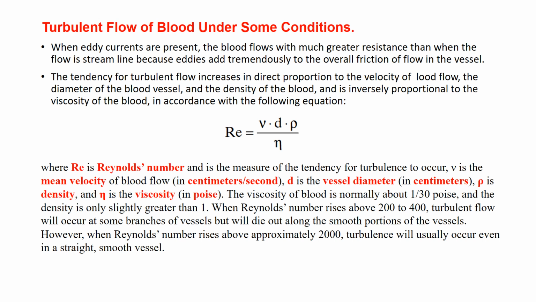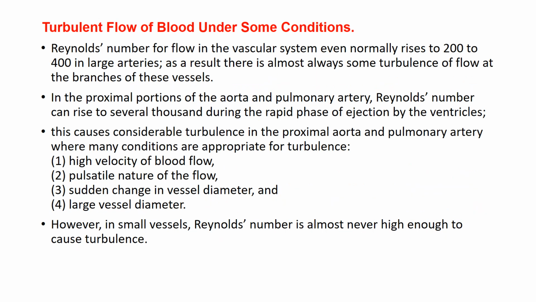Turbulent flow of blood under some conditions. Reynolds number for flow in the vascular system even normally rises to 200 to 400 in large arteries. As a result, there is almost always some turbulence of flow at the branches of these vessels. In the proximal portions of the aorta and pulmonary artery, Reynolds number can rise to several thousand during the rapid phase of ejection by the ventricles. This causes considerable turbulence in the proximal aorta and pulmonary artery, where many conditions are appropriate for turbulence.